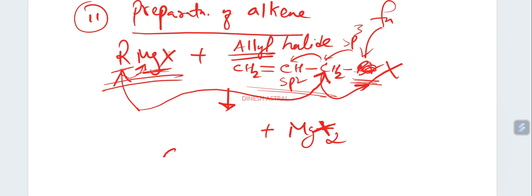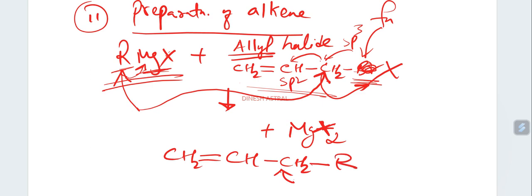So how will I write it down? CH2 double bond CH, CH2, this carbon, right? This is the carbon that was bonded to the halogen. Now this carbon, you bind up with the carbon that was present with the Grignard reagent. So this is your alkene. Got it? Next. So this is all about preparation of alkene.